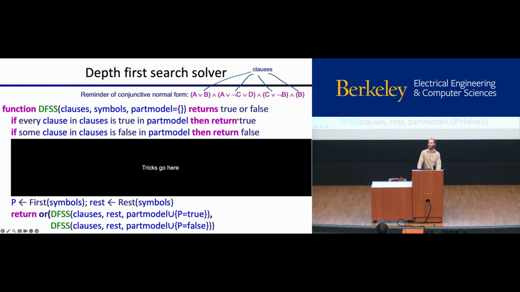Partial model: an assignment of values to some variables. In the notes, this is written as model, and I find that confusing because it doesn't assign values to all the variables. So it's easier to think of it as a partial model.